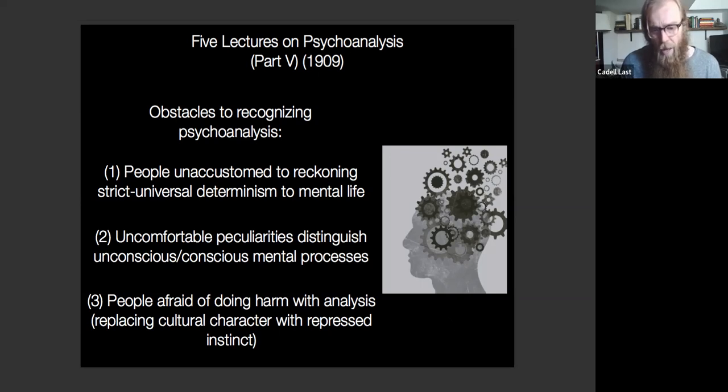Freud here emphasizes that there are three main obstacles to recognizing psychoanalysis. The first being, and I think that all of these are still more or less true today, that people are unaccustomed to reckoning with a strict and universal determinism of mental life. People like to think that they're more free than they are. I would here just point towards many different spiritual masters of the 20th century who say that you cannot be free until you realize the degree to which you're a slave. You cannot be free until you recognize the degree to which you are being controlled by forces which are alien to your egoic consciousness.